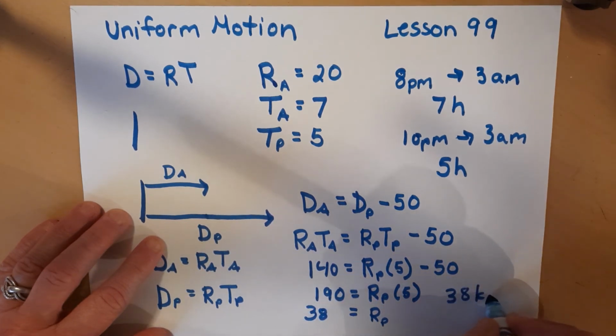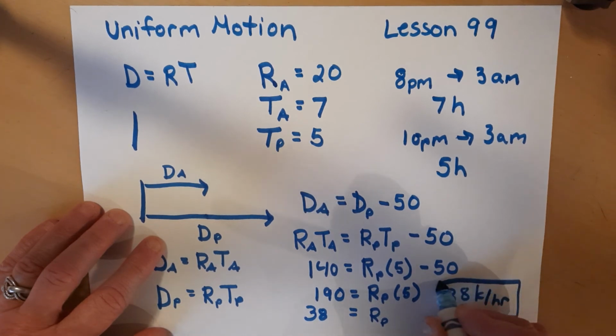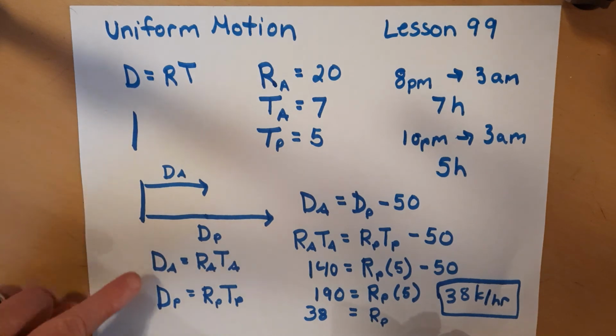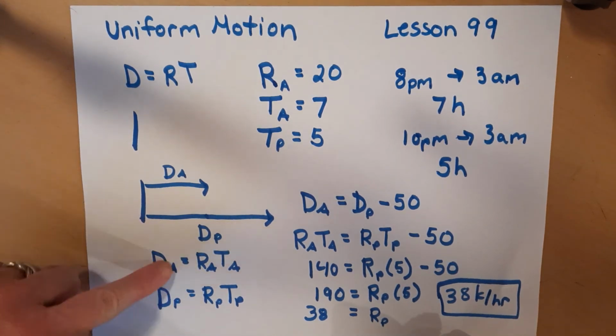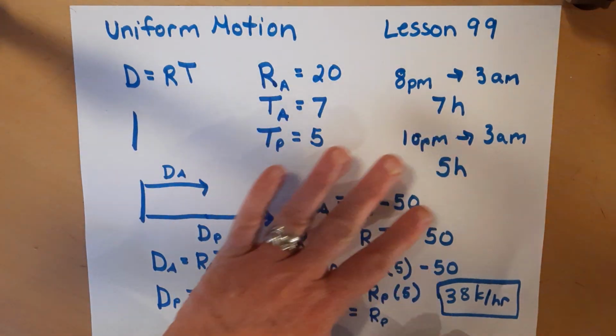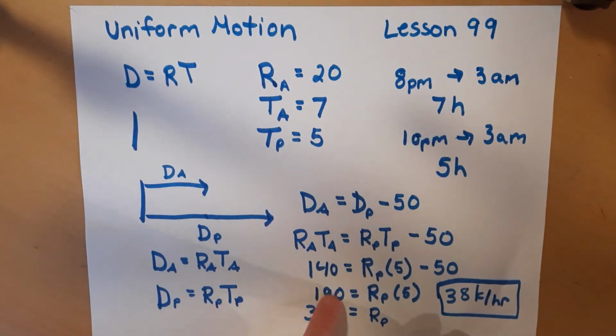kilometers per hour. So that's how you solve these problems. You need to write the two basic equations down for both people or things in the problem, and then write down all the other information you know, and then just plug it in until you only have one variable left to solve for.